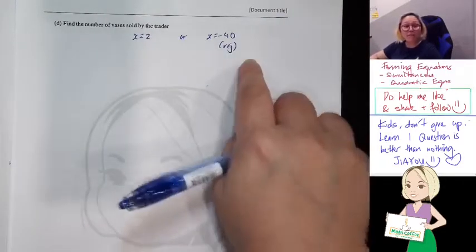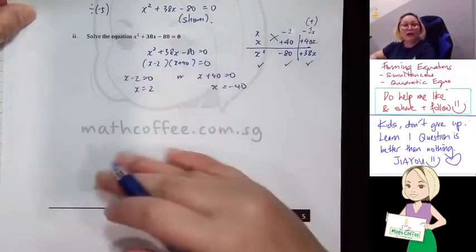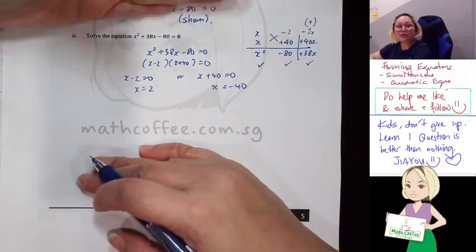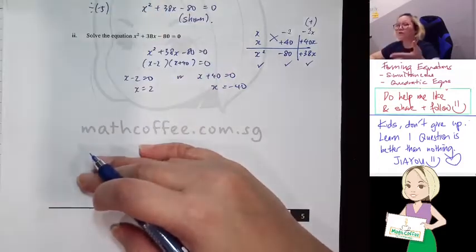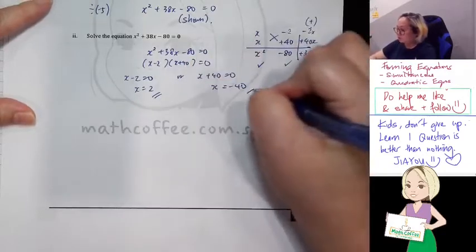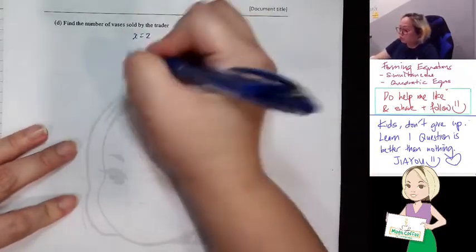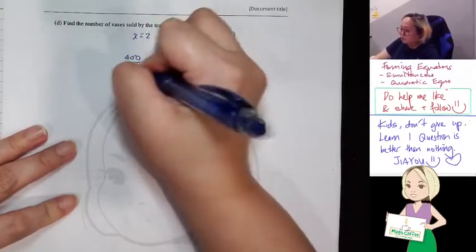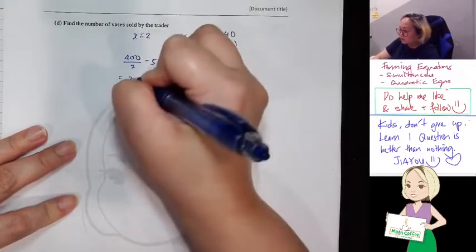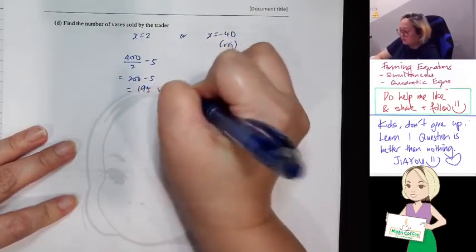Only reject under part D. Do not reject it under this part, because this part is like a standalone question. They're only asking you to solve the equation. They haven't used the x, so you will accept both. Understand? So this part got 2 answers. Over here, I'm going to use my x equals to 2. So it will be 400 over 2 minus 5. 200 minus 5, so it's 195 vases. Done.